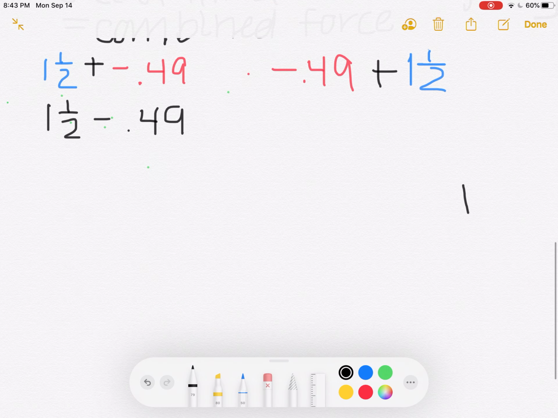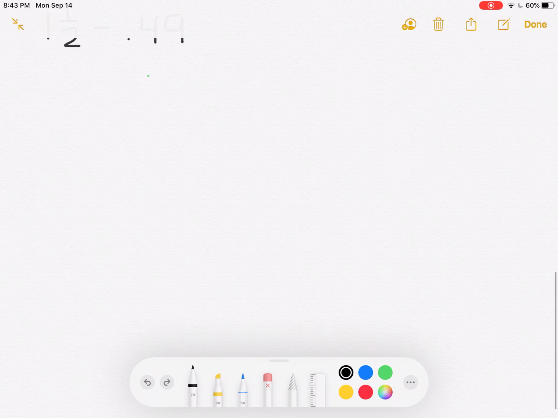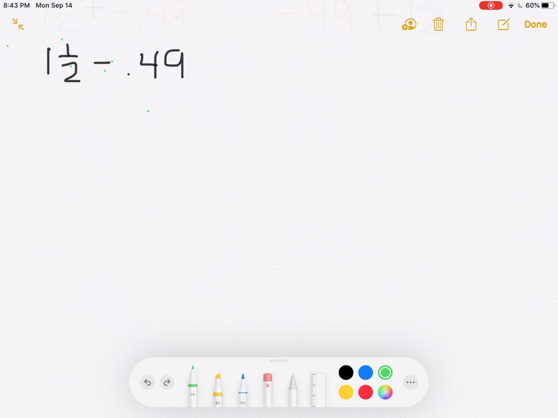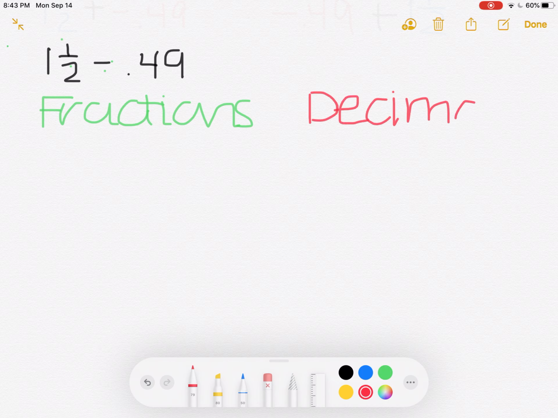So from here, we can do this two ways. We can either keep the fractions and convert negative 0.49 to a fraction as well, or we can keep our decimal 0.49 and convert the fraction to a decimal as well. So, or we can use decimals. So it's up to you. You can get the right answer from either method, but let's look at fractions first.